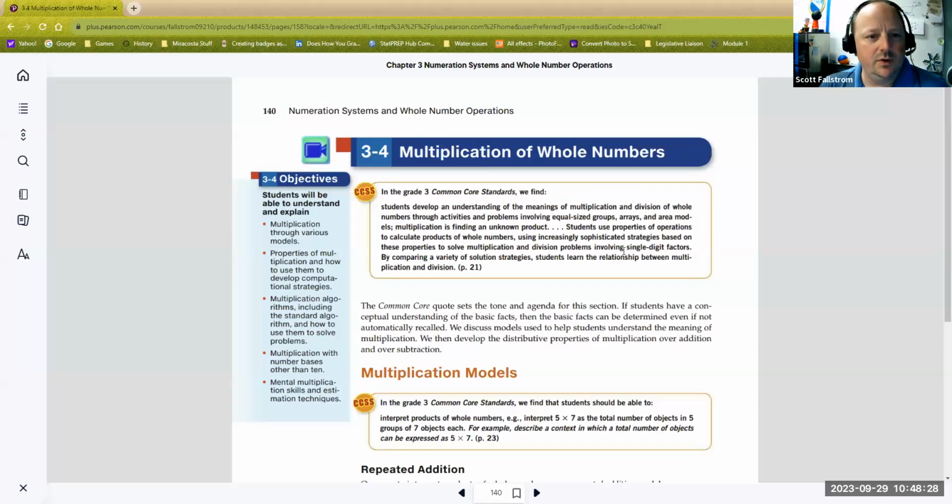Hello, students. We are jumping ahead to 3.4. So we've covered addition and subtraction.